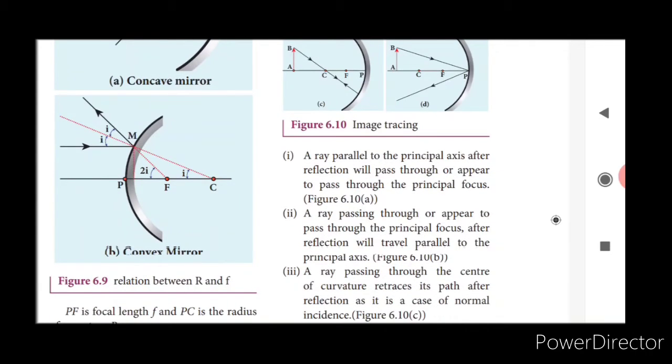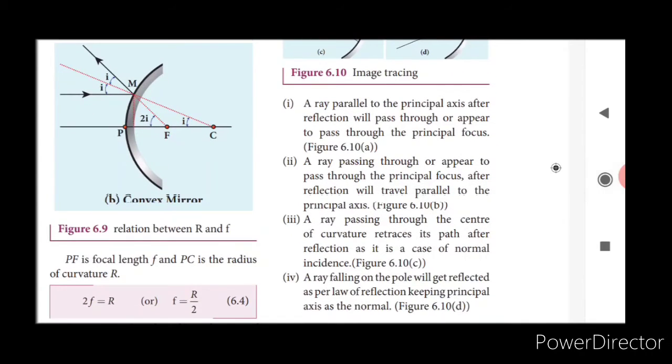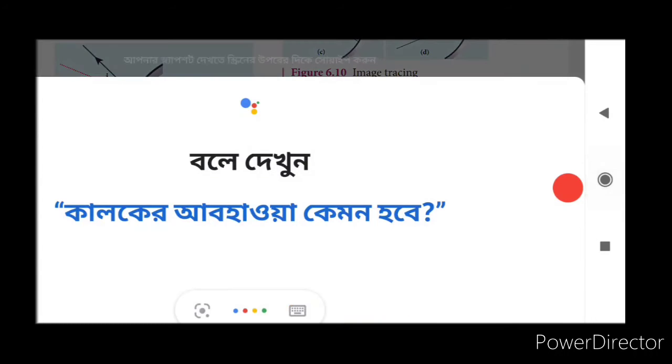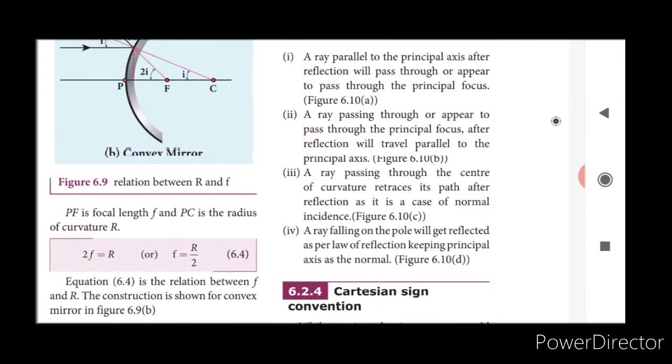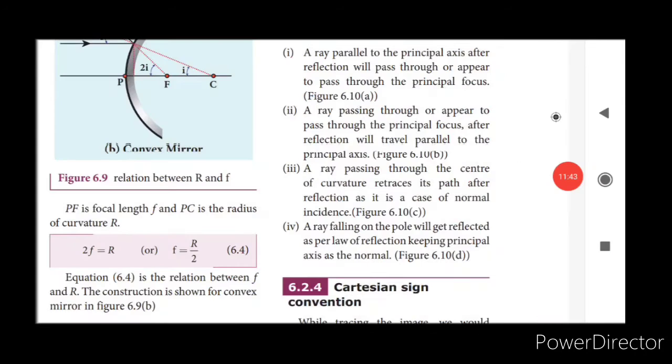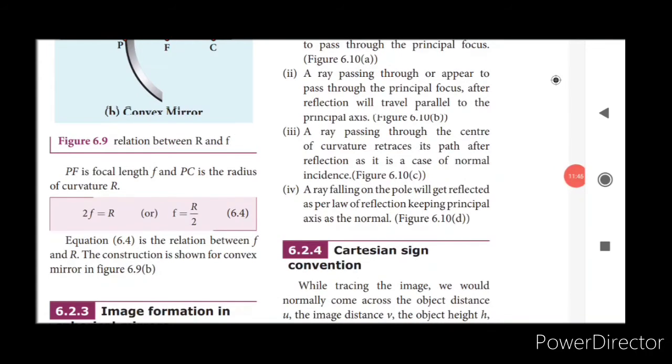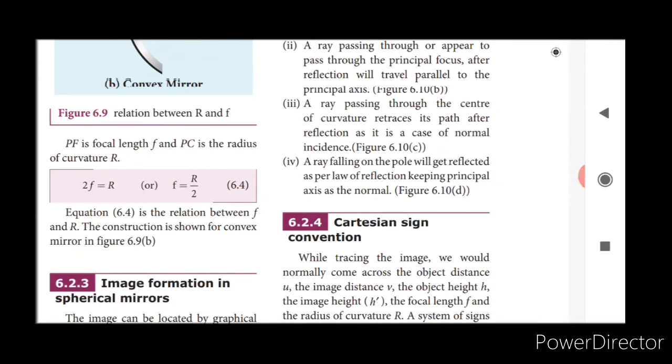A ray parallel to the principal axis, after reflection, will pass through or appear to pass through the principal focus, the first one. The second one, the ray passing through or appearing to pass through the principal focus after reflection will travel parallel back to the principal axis. Next, the ray passing through the center of curvature retraces its path after reflection, as in the case of normal incidence.